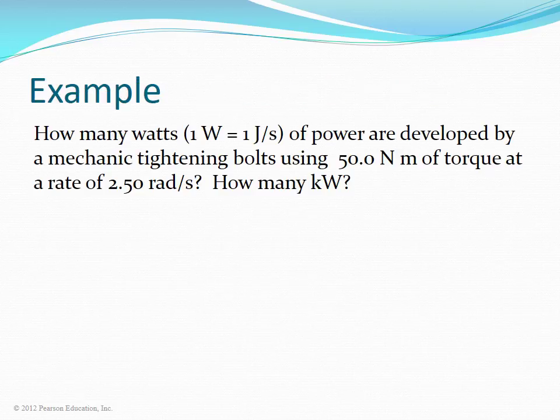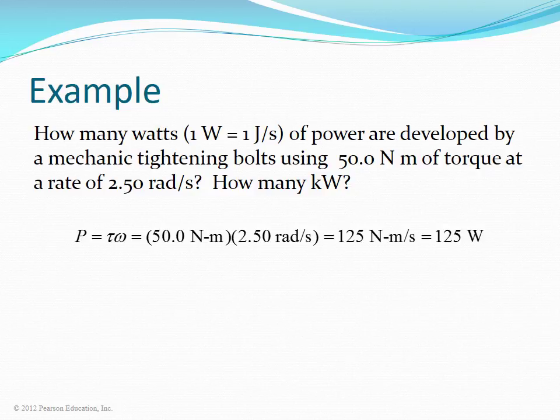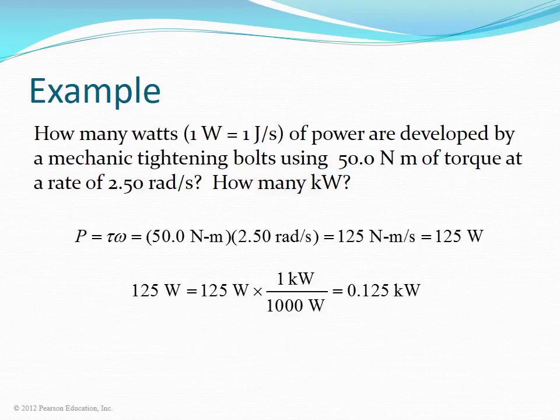How many watts, where 1 watt is 1 joule per second, of power are developed by a mechanic tightening bolts using 50 newton meters of torque at a rate of 2.5 radians per second? How many kilowatts? Since the power is the torque times the angular velocity, both of which are known, the power is 125 newton meters per second, or 125 watts. Since 1 kilowatt is 1,000 watts, the power in kilowatts is 0.125 kilowatts.